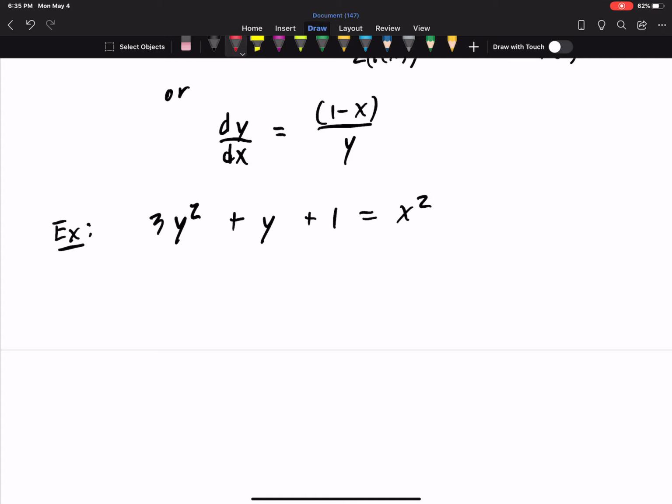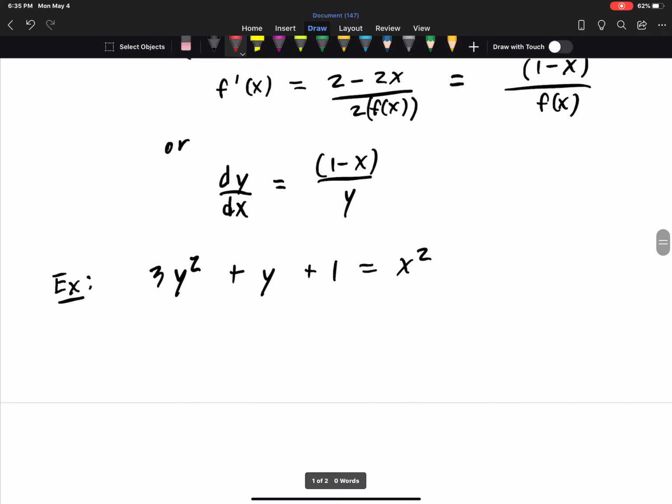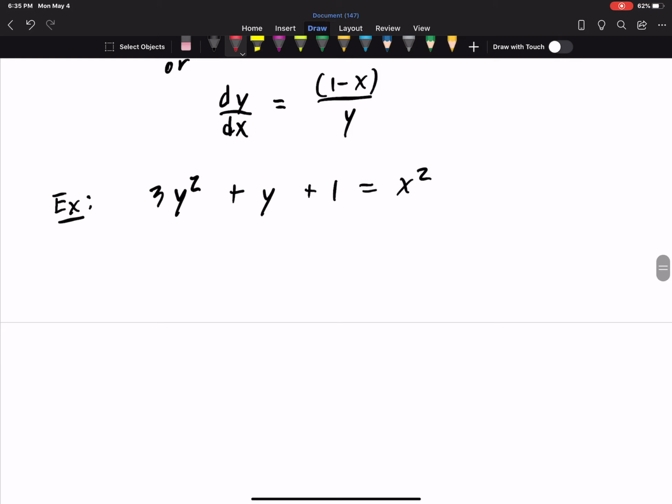So going along with this, I'm going to use a slightly different notation for this particular example. Instead of using the f of x notation like what we did above, I'm just going to let it be y. So instead of f's and f's primes, I'm just going to say y and y primes, or y and dy dx's. Either way. But it'll work out exactly the same way. We just have to keep in mind that our y is a function in x. So that's crucial.